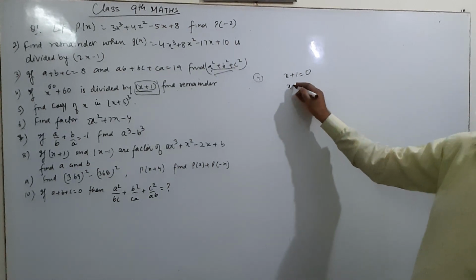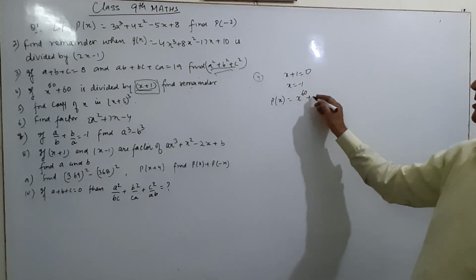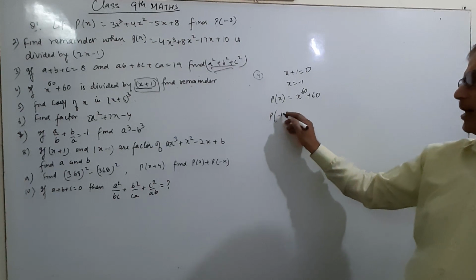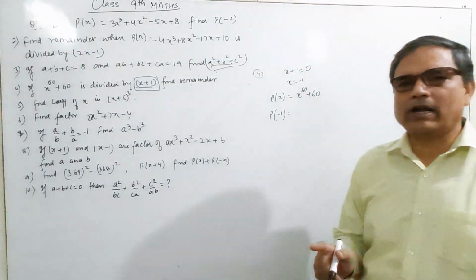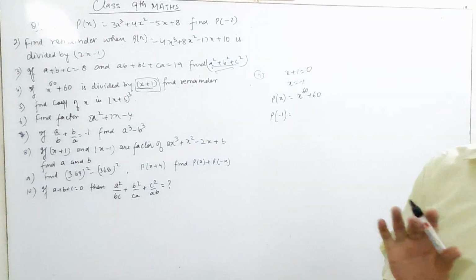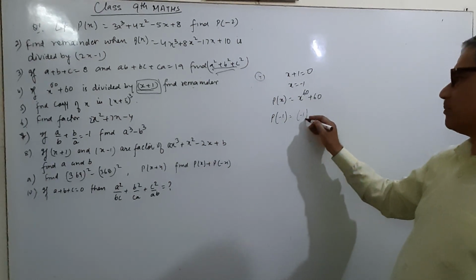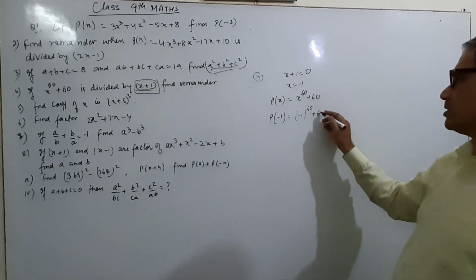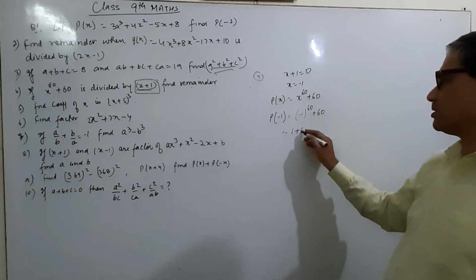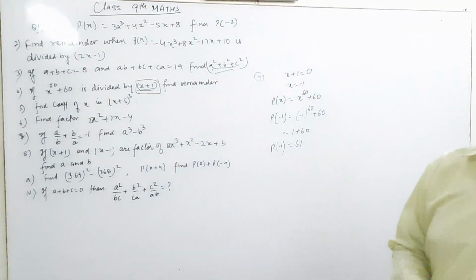x is equal to minus 1. So p(x) is equal to x to the power 60 plus 60. We have to find out remainder. You know it very well. Remainder means p of minus 1, we put the value of x which is equal to minus 1. Need not to divide, put minus 1 in place of x. Minus 1 to the power 60 plus 60. Minus 1 power is even number, so answer is 1 plus 60 is equal to 61. Then p of minus 1 is equal to 61, and it is your answer.